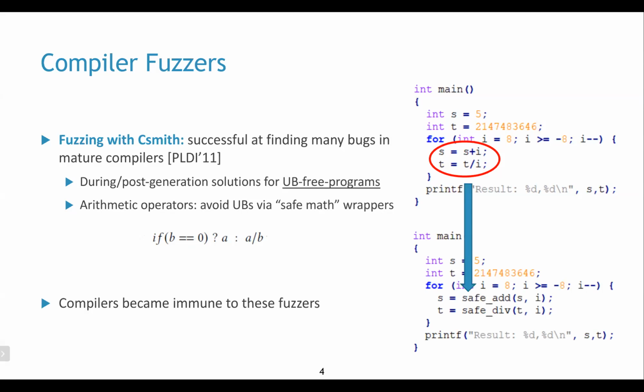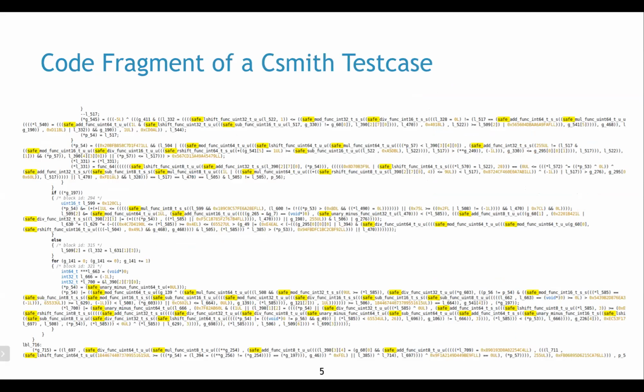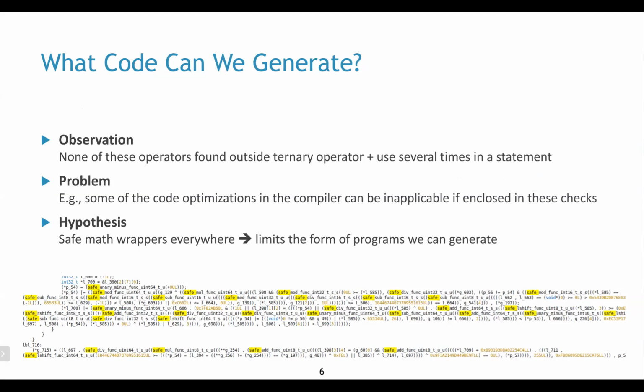Over time, compilers became immune to these fuzzers. In the next two slides, I'm going to present our observation and hypothesis that led to new bug reports. This is a code fragment of a real test case from Csmith, where you can see safe math wrappers also for multiplication, shift, and modulo, besides add and division. There's one that I marked in yellow. So there are quite a lot, and it's several lines from the test case.